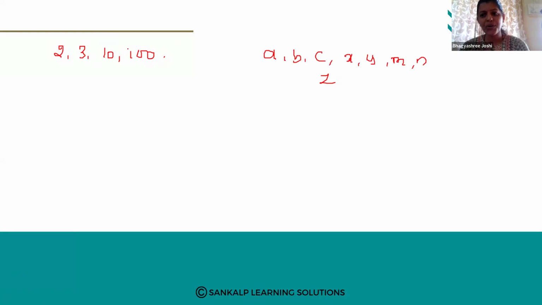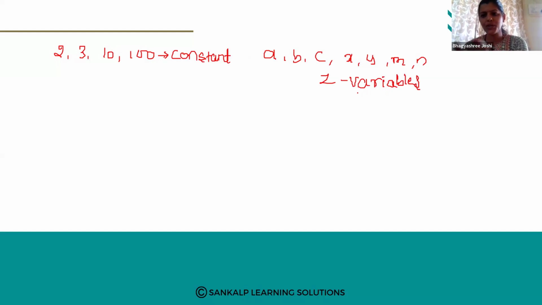So these all are called as, what do we call these? Yes, my dear students, these all are called as constant terms. What we call it as a constant. Okay. A, B, C, X, Y, M, N, Z. So any letter, you can use any letter. So these all are called as variables. Right? So we call this constant terms, and we call this variables.